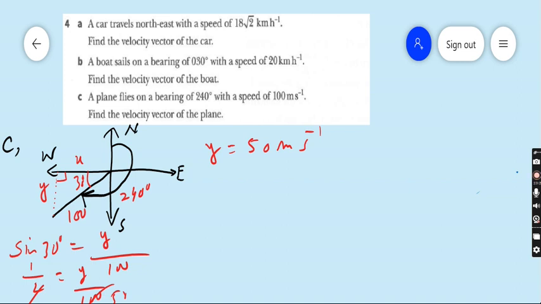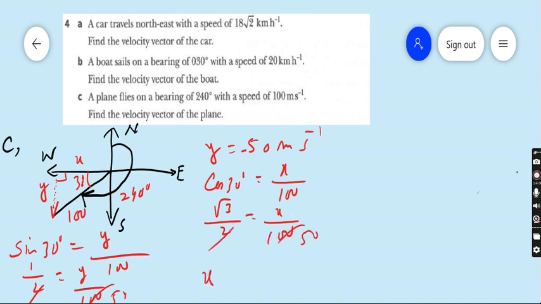But students, we must put a minus sign over here because this y is down. So for below the origin, the y-axis is negative. So y is equal to minus 50 meters per second. Now find cos 30. Cos 30 is adjacent upon hypotenuse, x upon 100. Cos 30 is root 3 upon 2, x upon 100. So x is equal to 50 root 3.